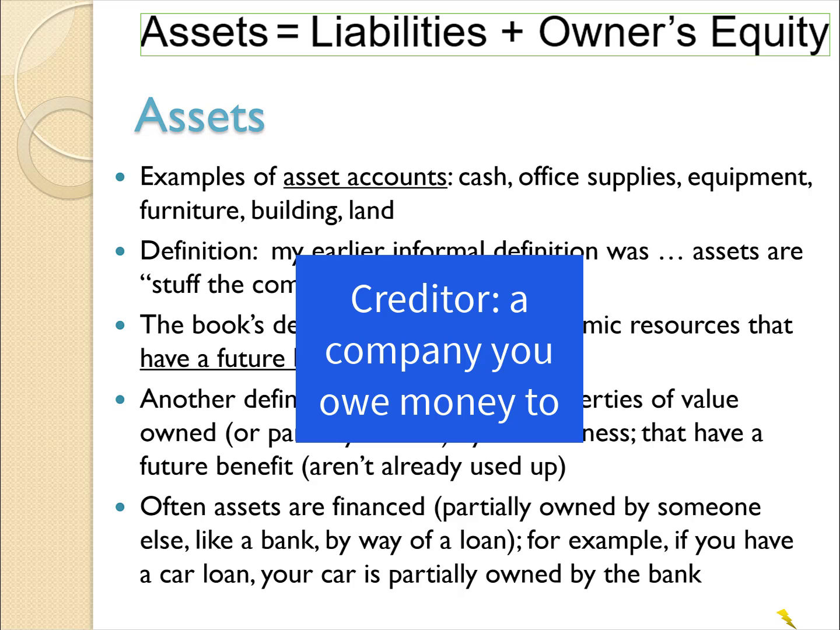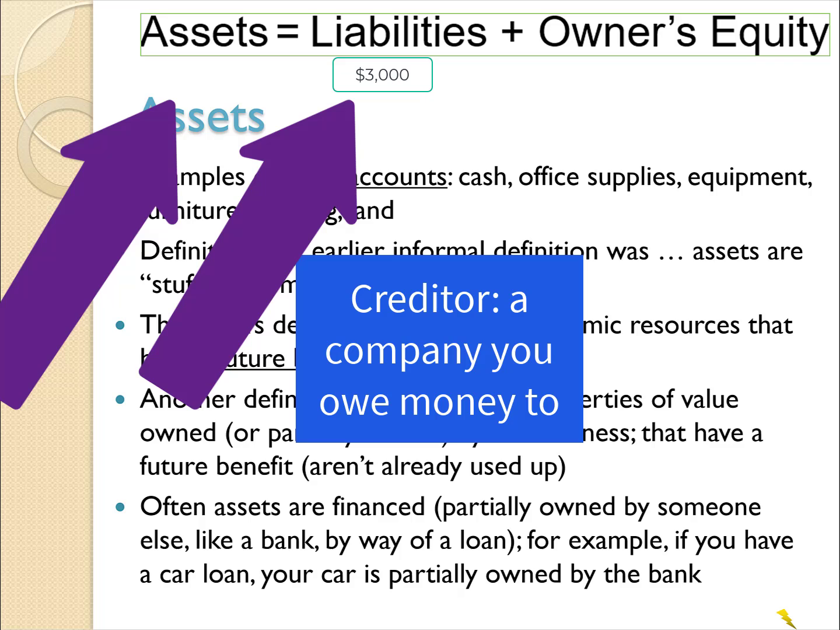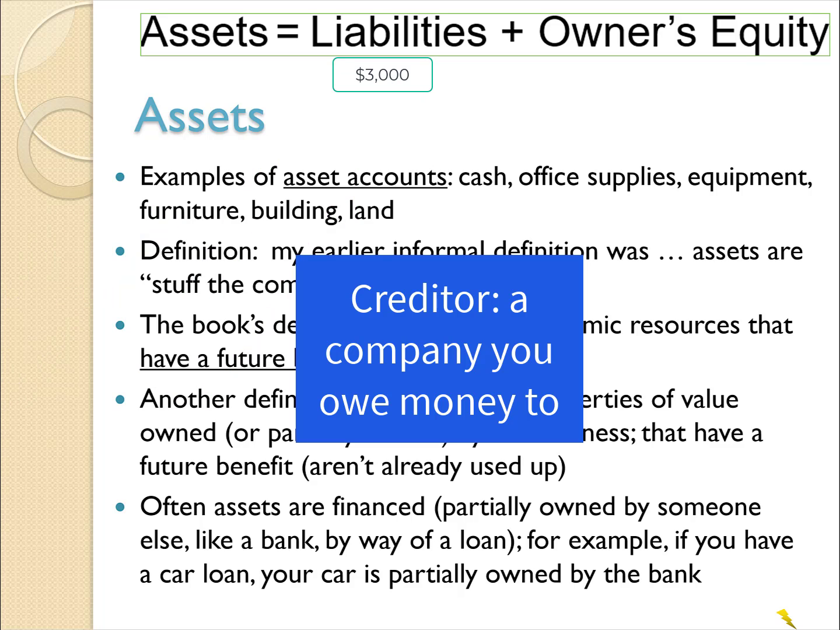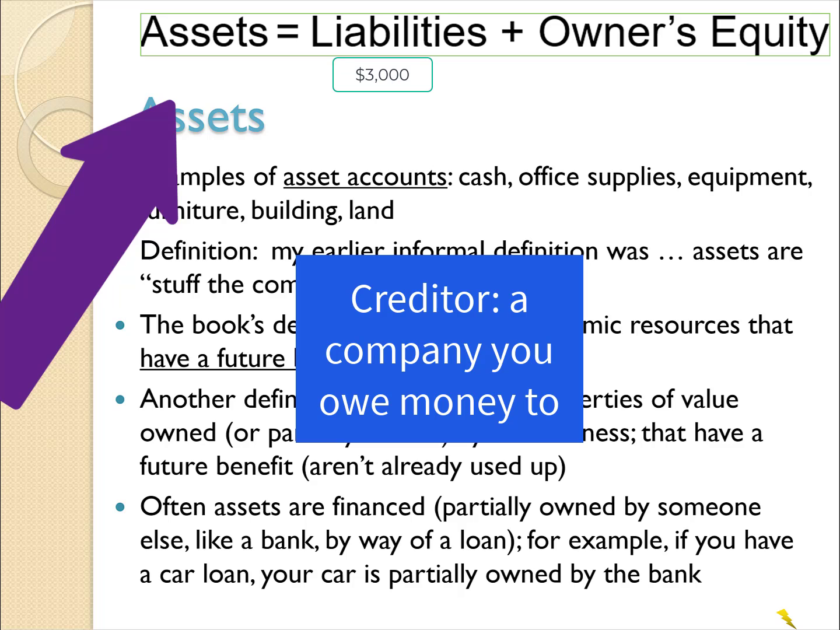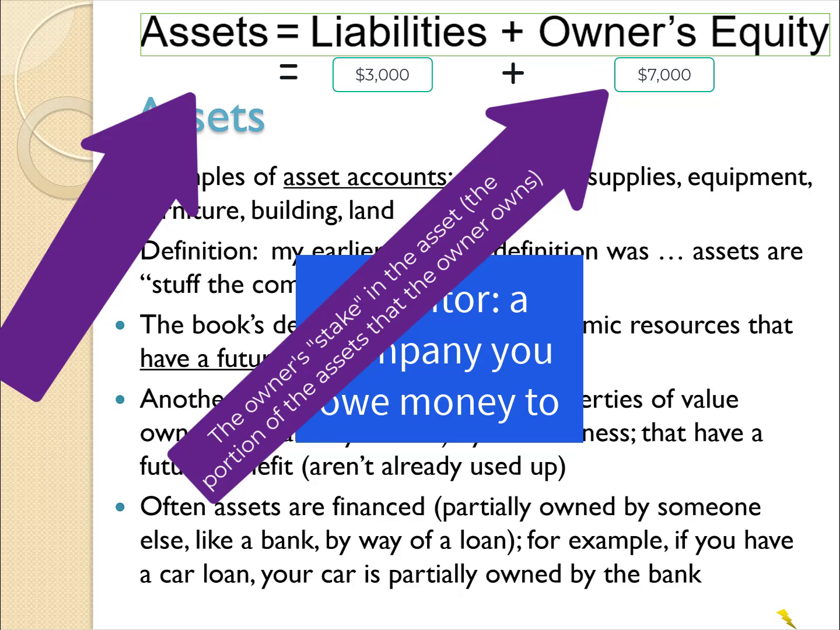This is all reflected in the accounting equation. Assets equal liabilities plus owner's equity. If the company owned an asset valued at $10,000 and $3,000 was still owed to creditors, the accounting equation would read as follows. $10,000 assets equals $3,000 liabilities plus $7,000 owner's equity, or the owner's stake in the asset.